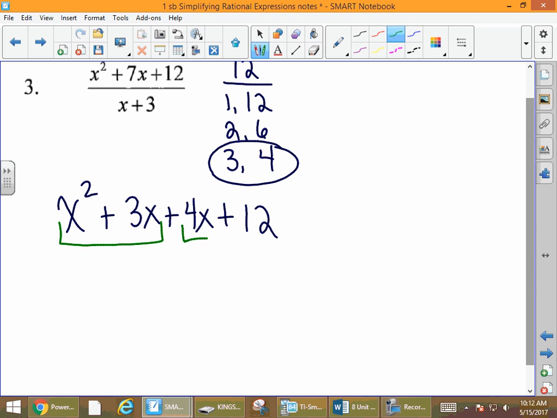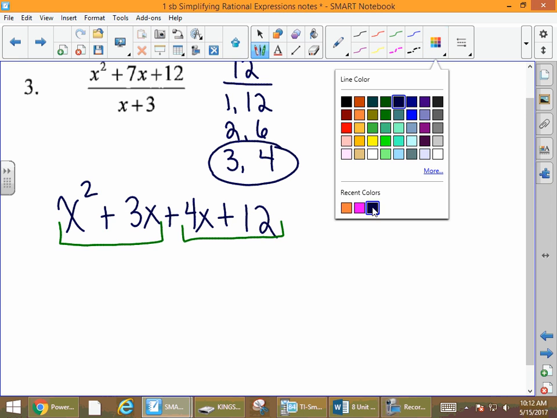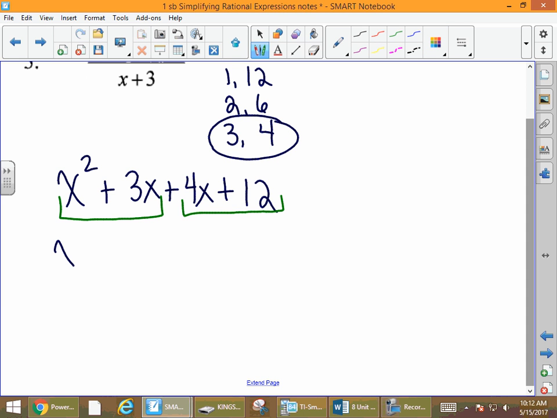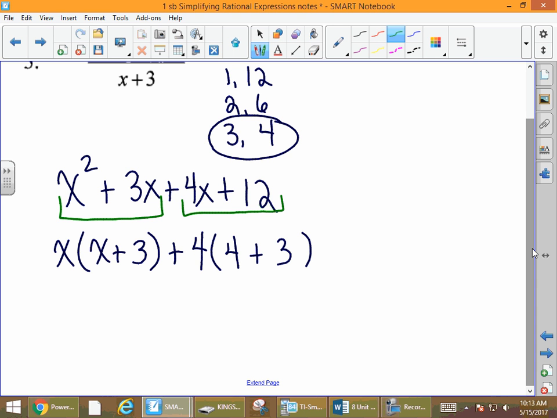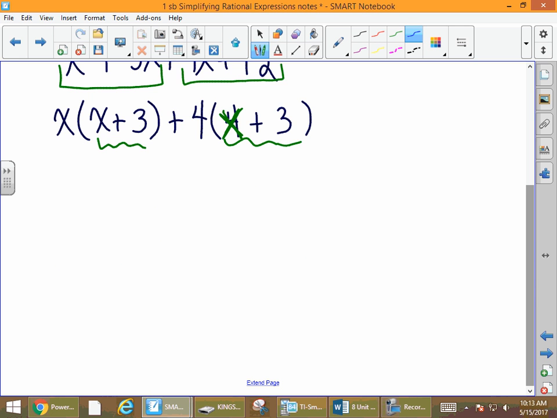Then we split the middle. Our greatest common factor in our first group is x, and we're left with x plus 3. We had 2 x's, we took 1 down. 3x divided by x is 3. In our second group, our greatest common factor is 4. 4x divided by 4 is x. 12 divided by 4 is 3. Finally, I hope you see that we've got an x plus 3 in each group. So we have x plus 3 and we have x plus 4. That's our numerator, the top of our fraction simplified.